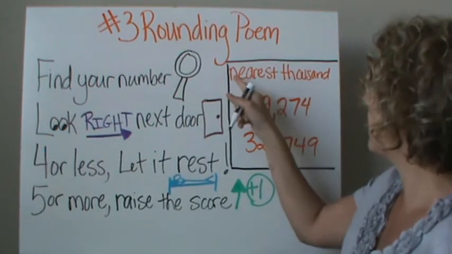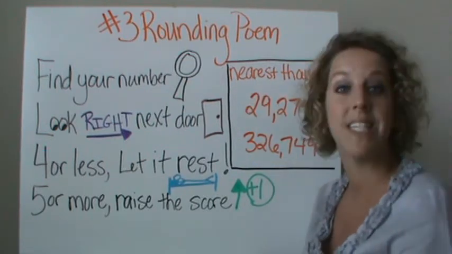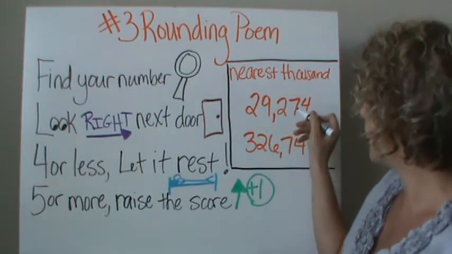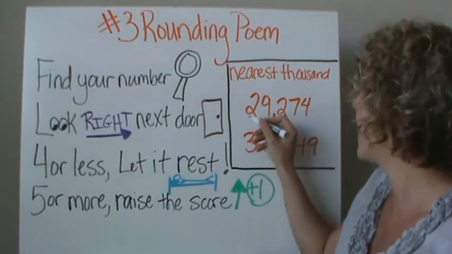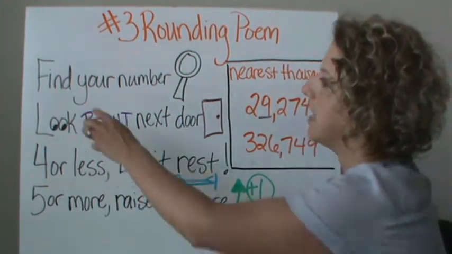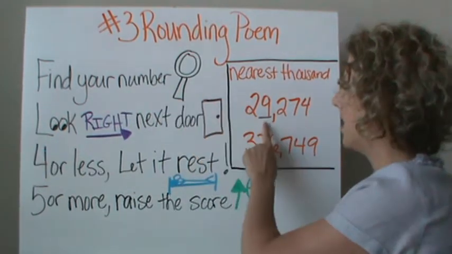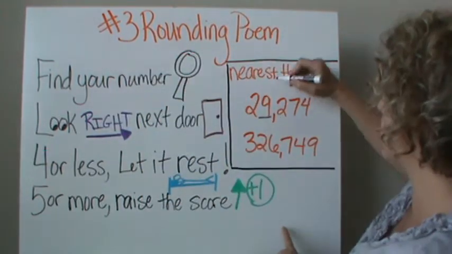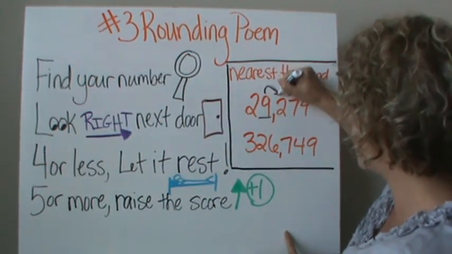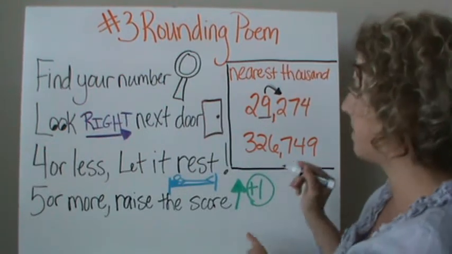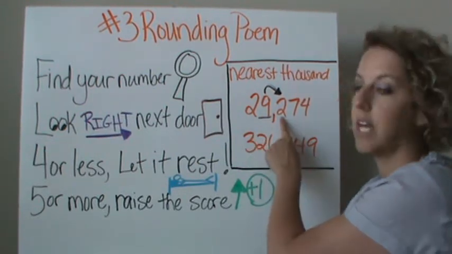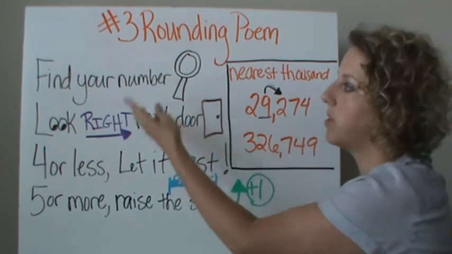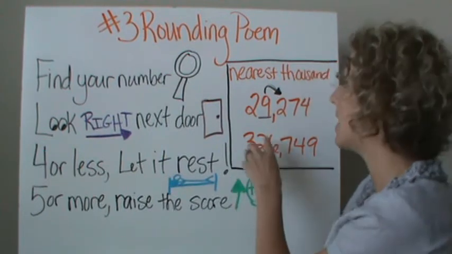So let's look at an example. If I want to round both of these numbers to the nearest 1,000, 29,274. Ones, tens, hundreds, thousands, 10,000s. So here's my thousands. If I first find my number, I underline it. Then I'm going to look right next door. So I'm going to draw my arrow. And you probably saw me doing this on the last board because you always have to look at that number right next door. So it's the same process. We're just using a poem to help us remember the process.